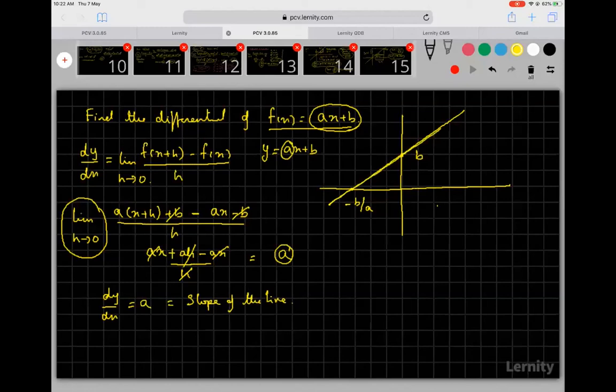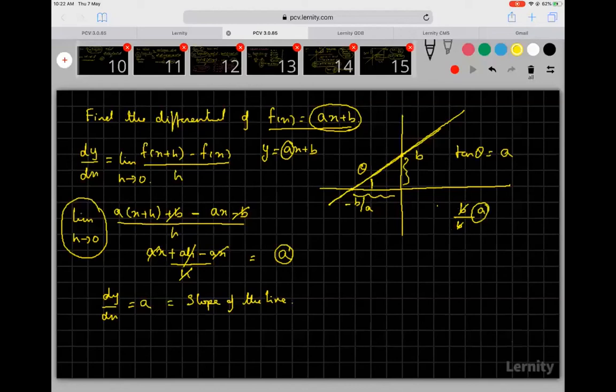Now what is the meaning of slope? If this angle here is theta, then tan theta is equal to a. But tan theta is equal to opposite side b divided by adjacent side. Adjacent side is again b by a. So b gets cancelled. A.